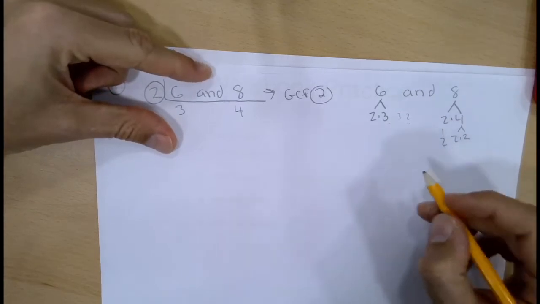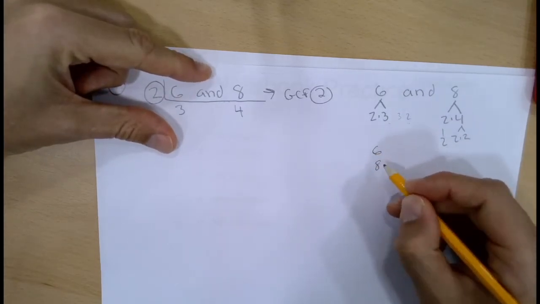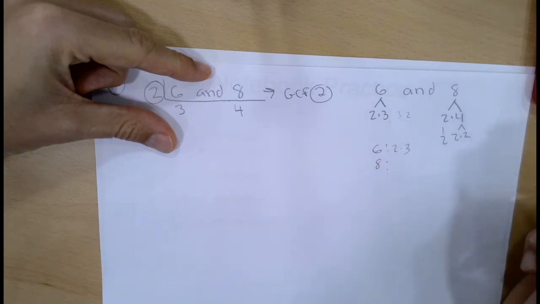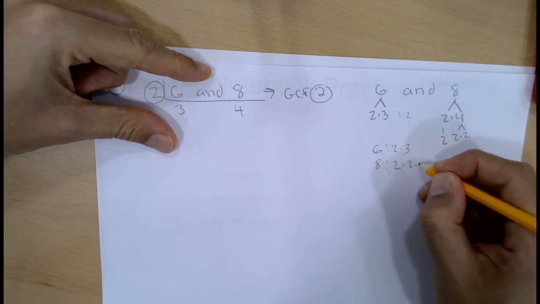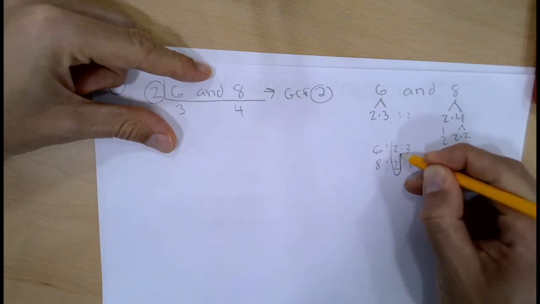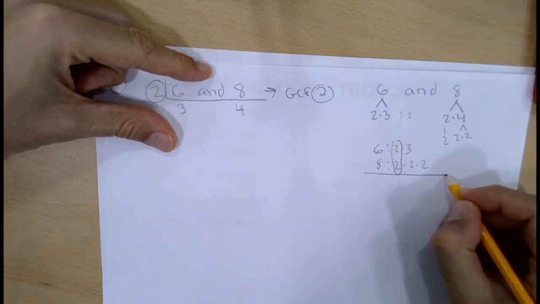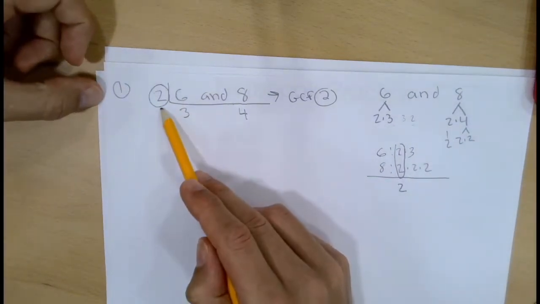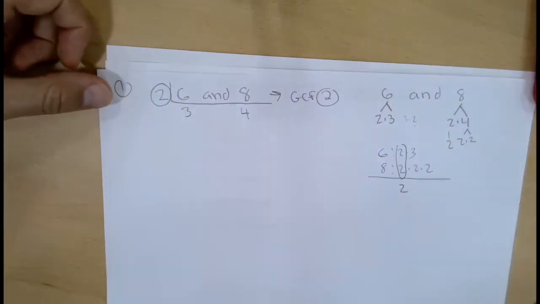Now I'm going to list my factors: 2 and 3, and I also have 2 times 2 times 2. I'm going to circle my common factors here, and the only one I have is 2. Just like in the previous example, my greatest common factor is 2.